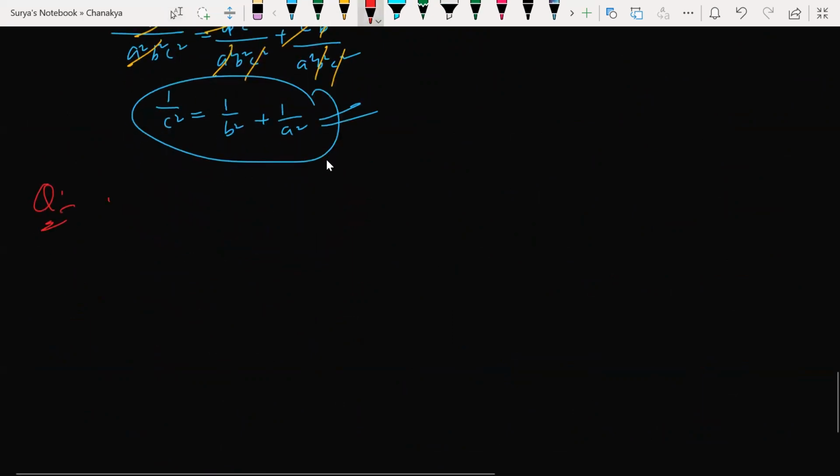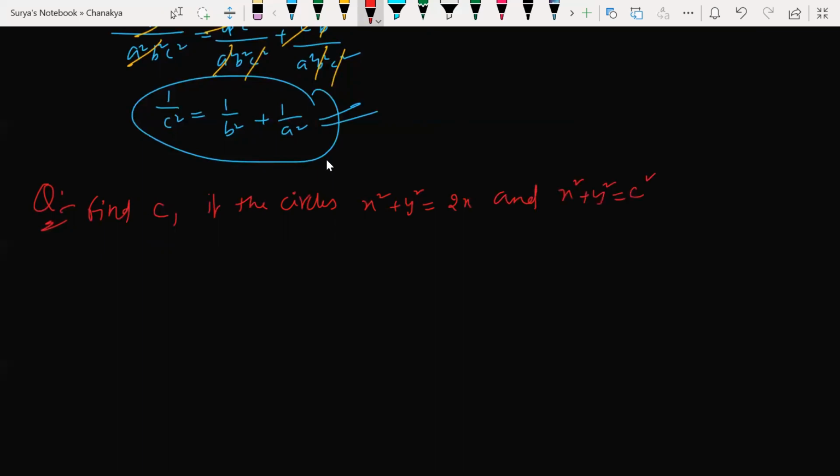Guys, this question is also going to be a very, very good question. Find C if the circles 2x and x square plus y square is equal to c square touch each other. He has given that they touch each other. Option A, 1, option B, 2, option C, 3, option D, 4.